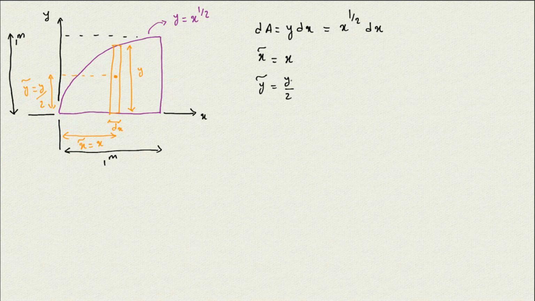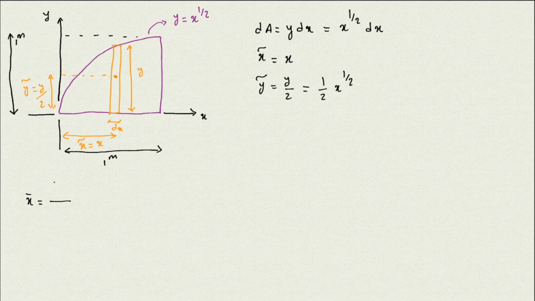And then because we have the dx, we have to write everything as a function of x. So we replace that y with the value from here, x to the power of half. And now that we have them, I can go ahead and start to calculate the x bar and y bar, the centroid.